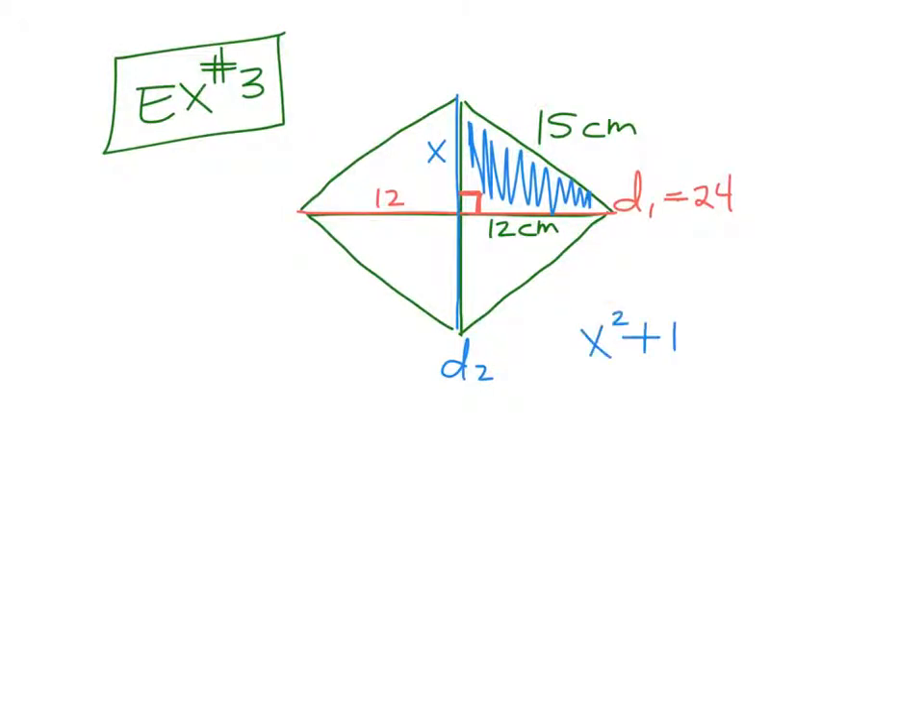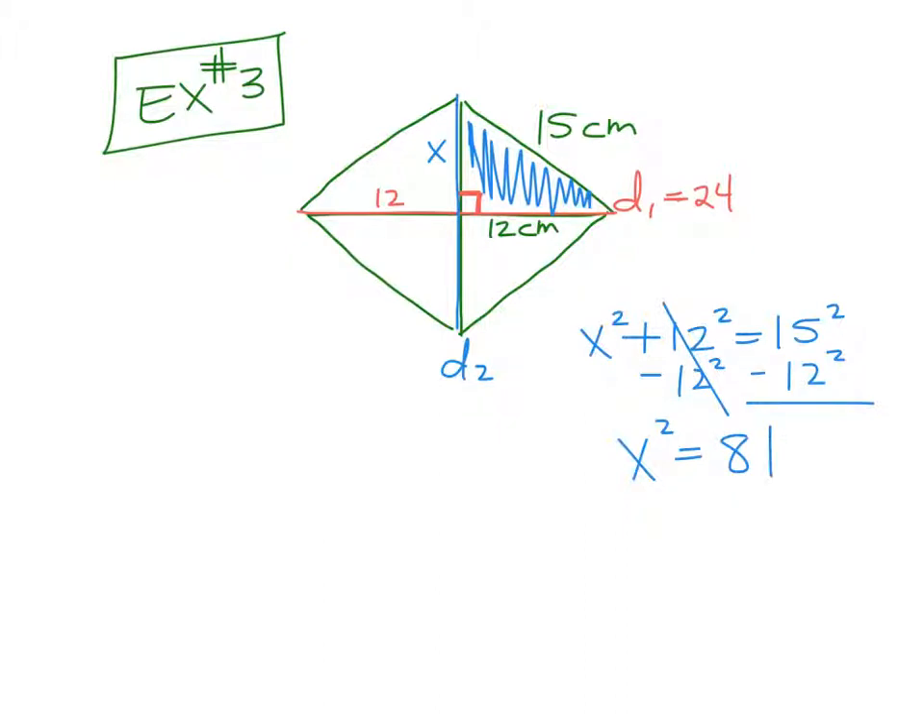X squared plus 12 squared equals 15 squared. So if we take away that 12 squared, just plug that into your calculator, okay? Remember, it's not 3 squared. It's 15 squared, so 225 minus 144. And we get that x squared equals, I want to say it's 81, yes. So then you're going to square root that. So x is 9 centimeters, okay? That means this up here is 9.